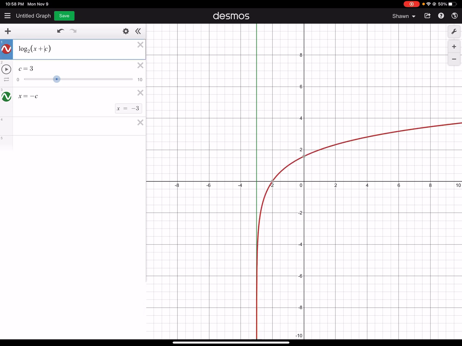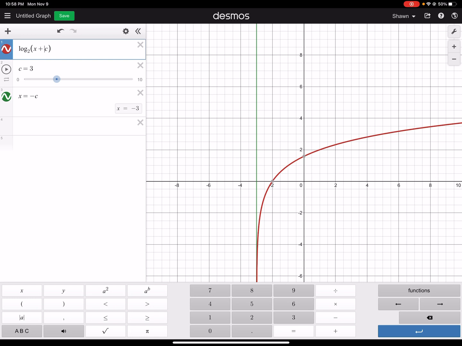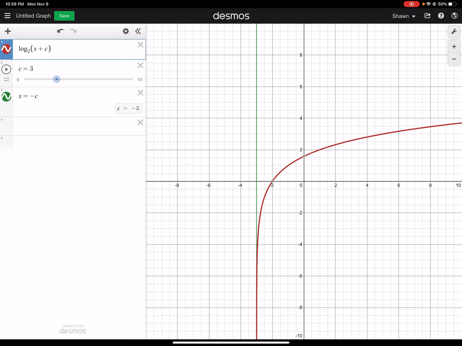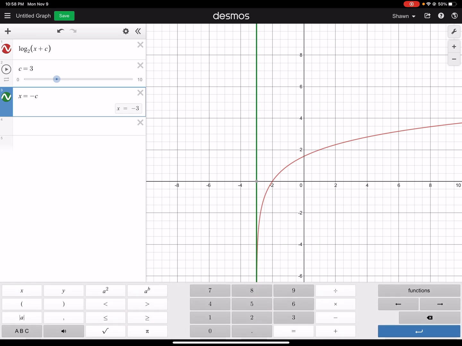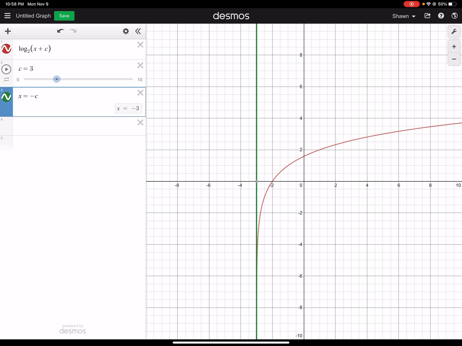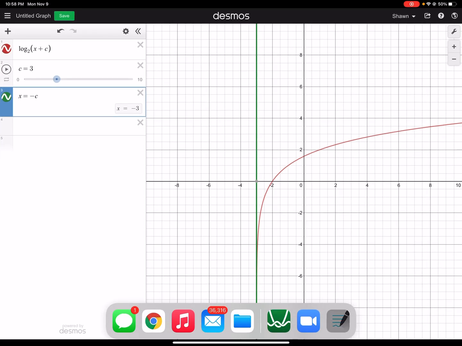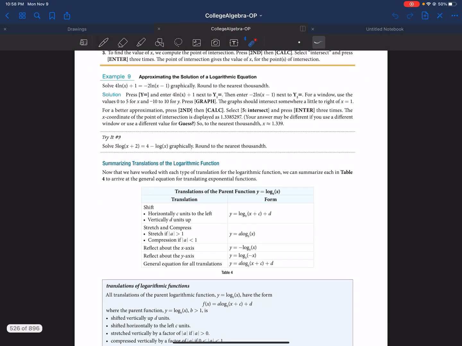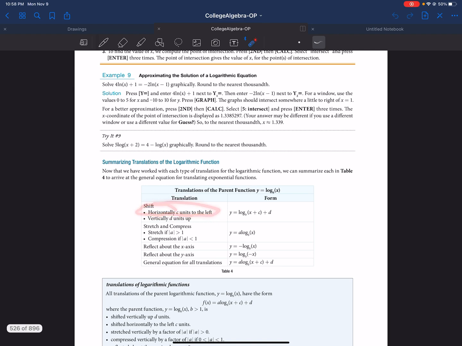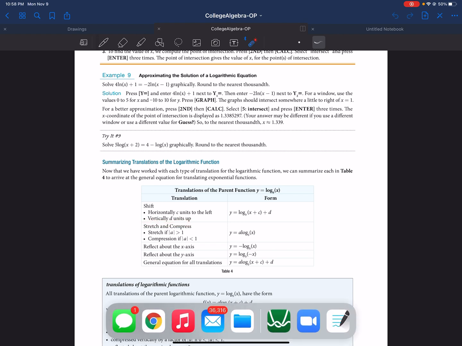That plus is going to drive the function to the left, and therefore you can see I needed to use a negative c for that vertical asymptote there to offset the fact that the plus is actually driving the function to the left. And so back to this, that's where the horizontally c units to the left comes from in the book. Let's now investigate this d units up and down.